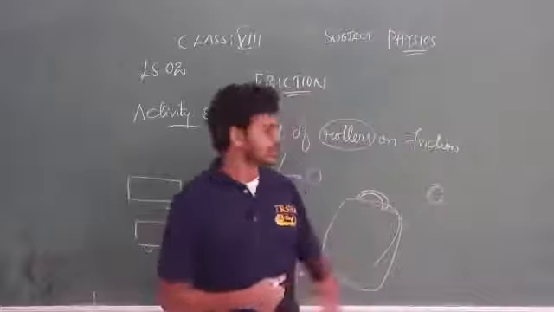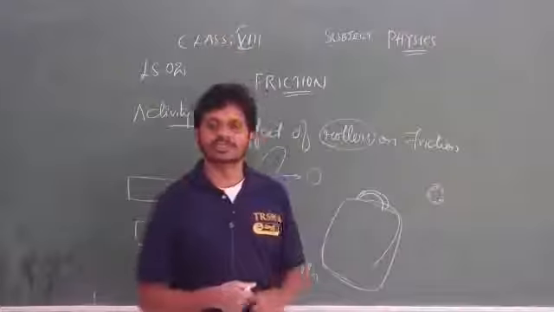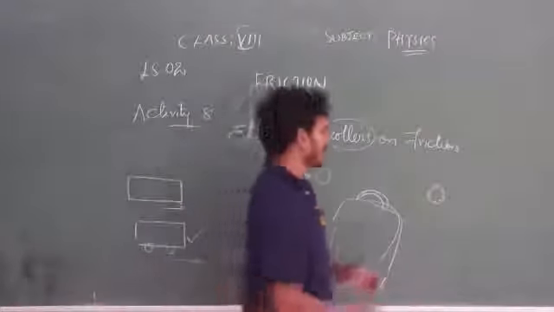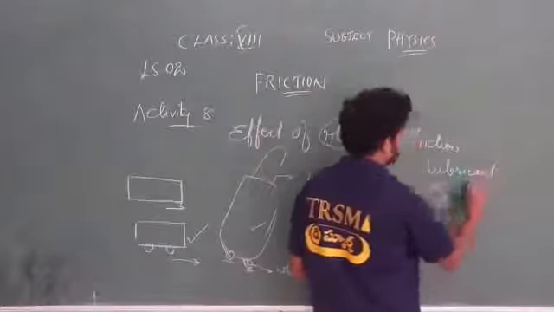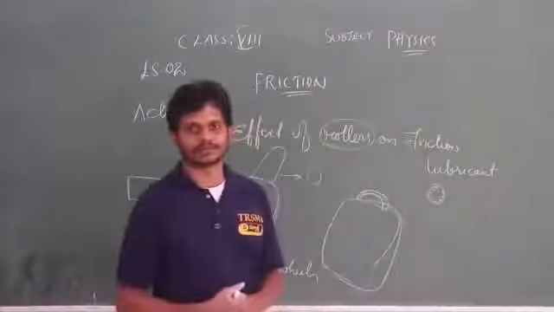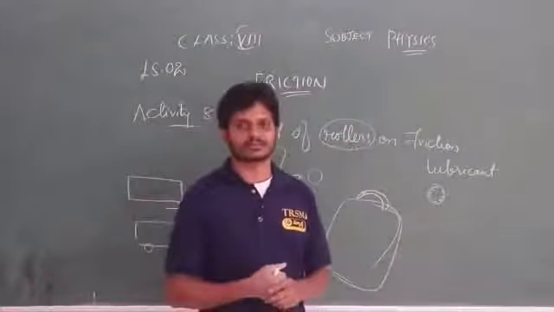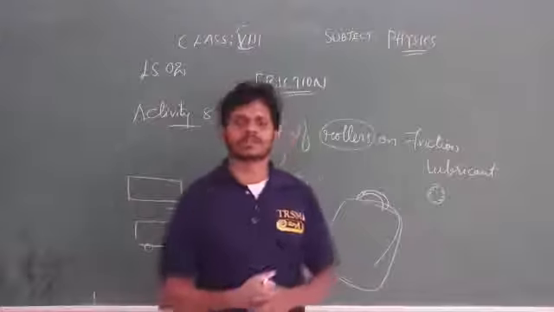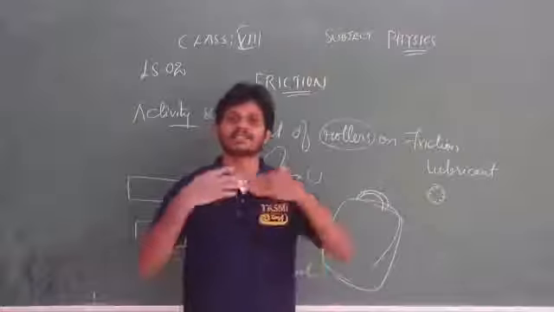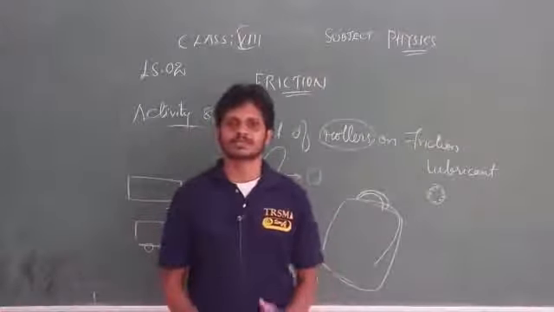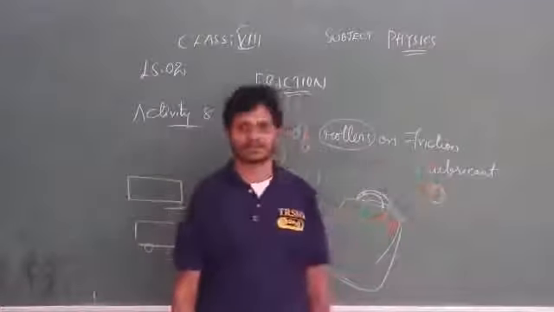What happens here is, this grease acts as a lubricant. What do we call it? It acts as a lubricant. And even these ball bearings behave as a lubricant. What is a lubricant? A substance which decreases the friction and increases the speed. We call it a lubricant.